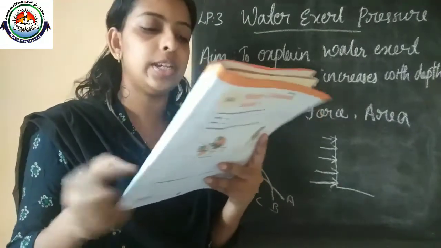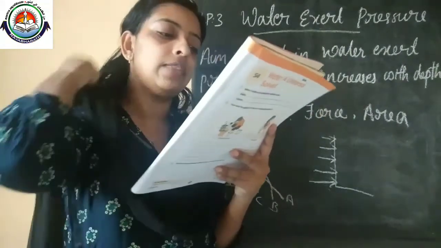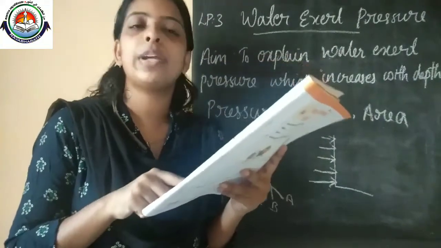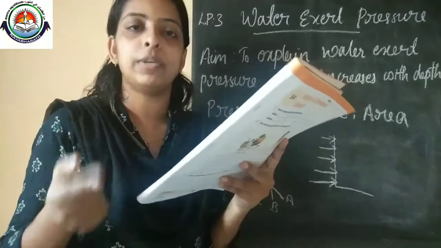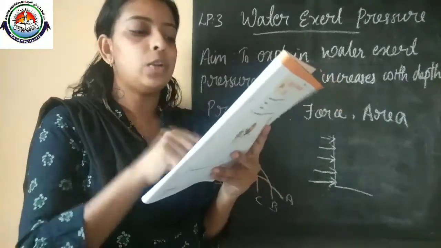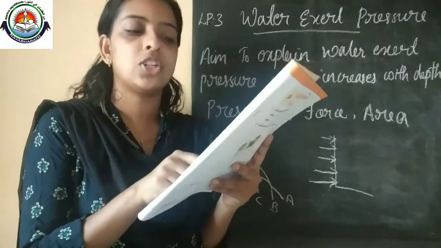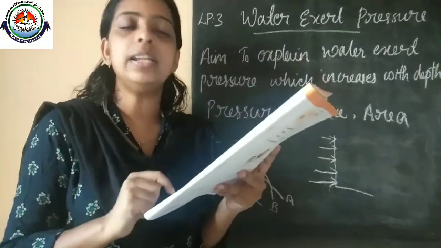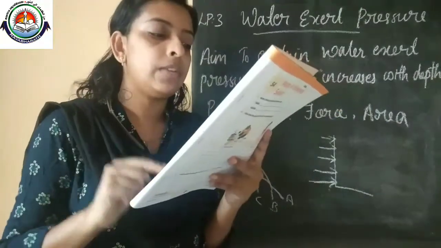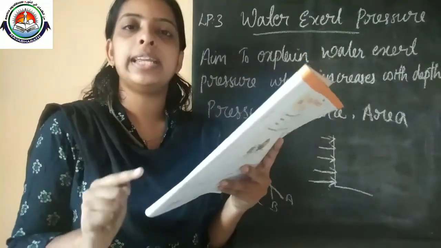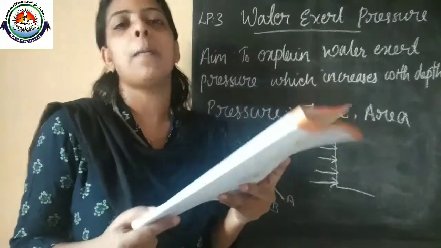Then fourth question: in which case will there be more pressure, and why? Here you can see water falling from a shower and water coming from a tap. Looking at both diagrams, we can see that the area is more in the shower and less in the tap. So in the second case, there will be more pressure, because the area is less, so the pressure is more.